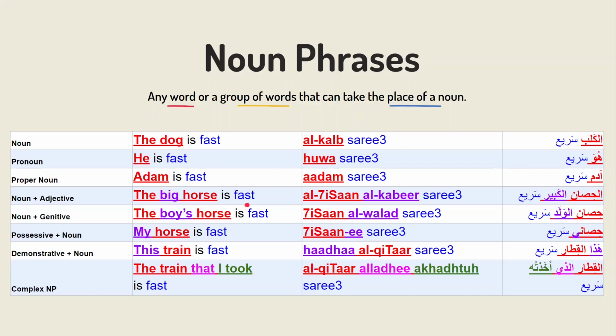The big horse is fast. الحصان الكبير سريع. Or a noun with a genitive. The boy's horse is fast. حصان الولد سريع. Or a possessive plus a noun. My horse is fast. حصاني سريع. And demonstrative. So this train is fast. هذا القطار سريع.